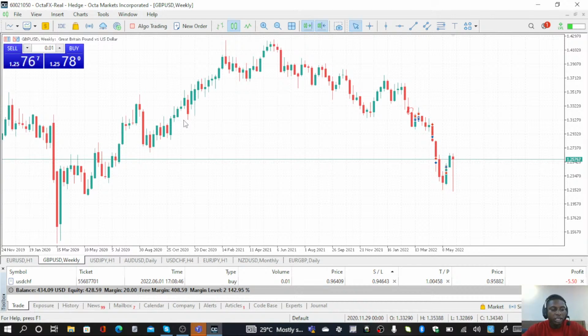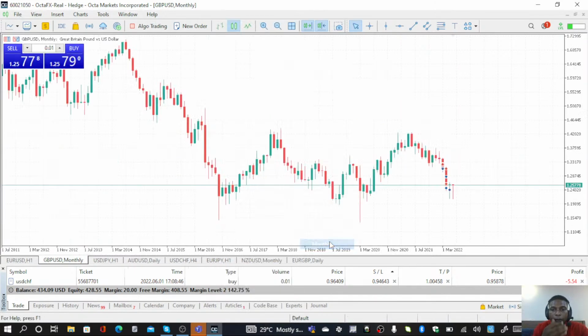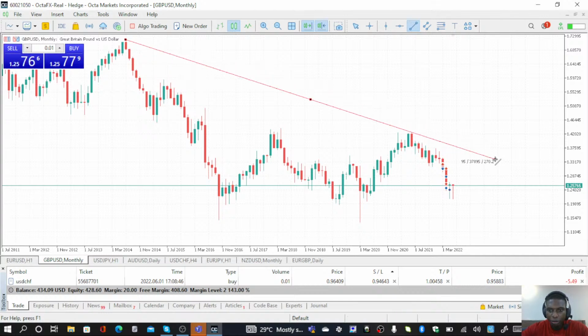So you go to the highest time frame first, then you ask yourself what the market structure has been at the higher time frame. So we start with the monthly time frame. You can see that on the monthly time frame, the market has been in a downtrend. How do we know that? You can see here the market has been in a downtrend.